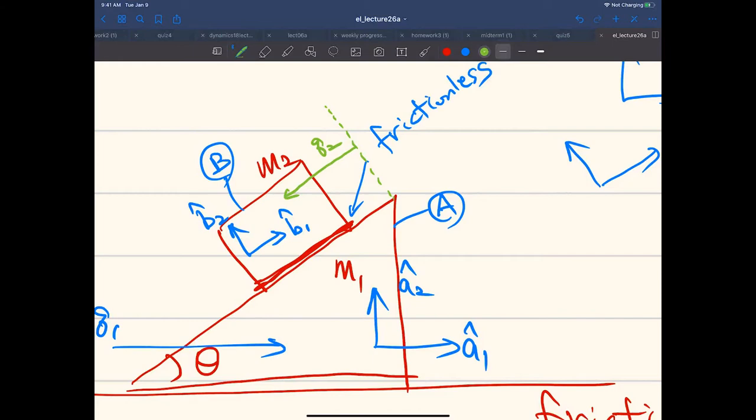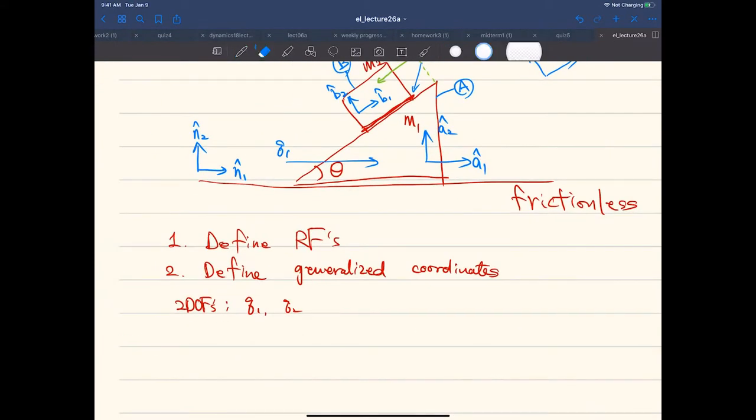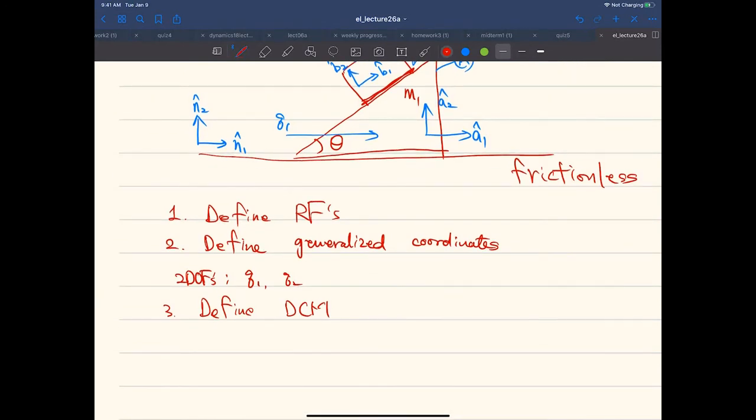Okay, then we just defined generalized coordinates, and now the third step is you have to define the direction cosine matrix. So what is the direction cosine matrix, or rotation matrix, for reference frame A?